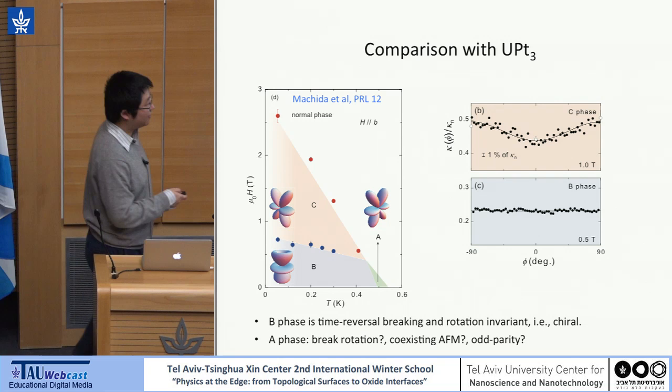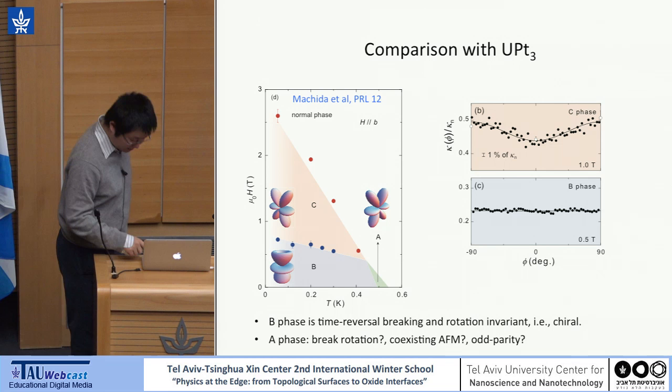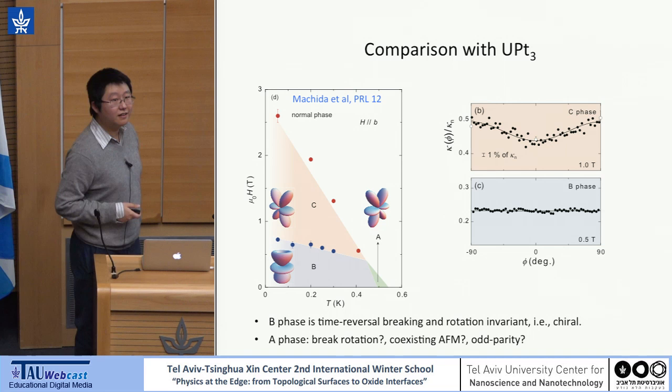In any case, the phase diagram of uranium platinum 3 does not have a time reversal invariant, rotation breaking state. And for the case of the other odd parity superconductor, strontium ruthenate, the superconducting state spontaneously breaks time reversal symmetry again. So it's also a chiral state.